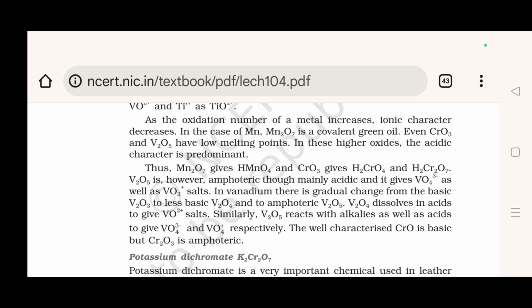V2O5 is, however, amphoteric, though mainly acidic, and it gives VO4 3- as well as VO2+ salts. In vanadium, there is a gradual change from the basic V2O3 to less basic V2O4 and to amphoteric V2O5. V2O4 dissolves in acids to give VO2+ salts. Similarly, V2O5 reacts with alkalis as well as acids to give VO4 3- and VO4+ respectively. The well characterized CrO is basic, but Cr2O3 is amphoteric.